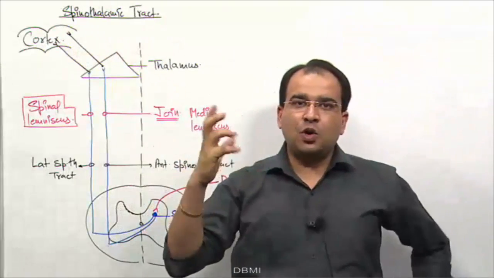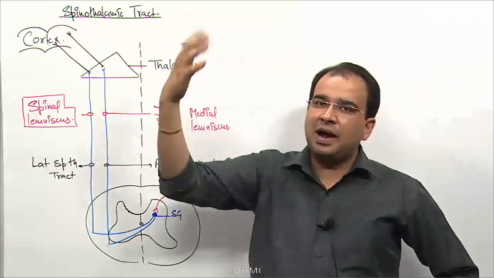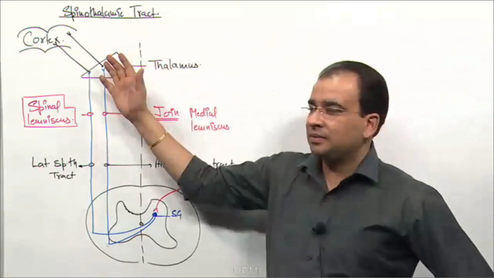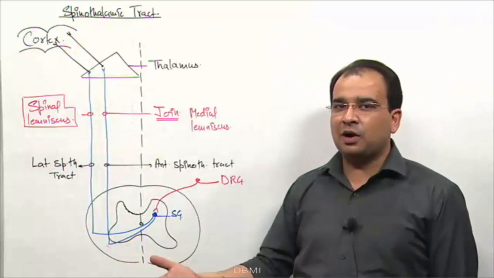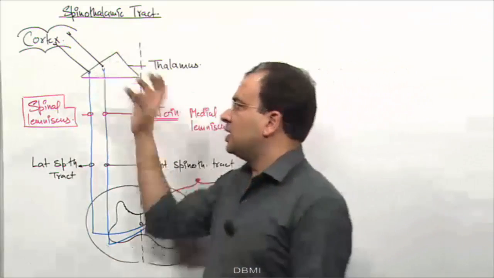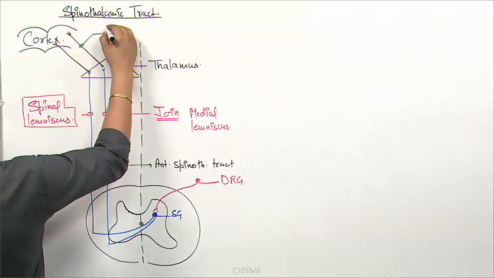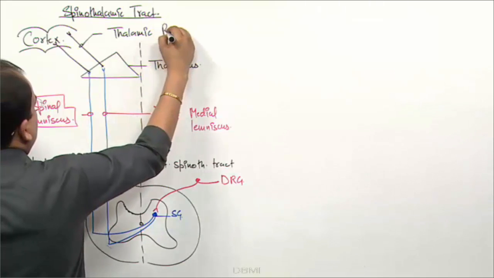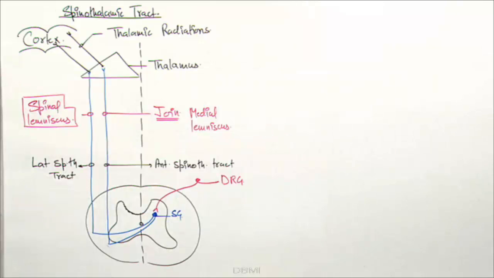Now the word corona radiata is a vague term, because when we say corona radiata, it means the ascending tract as well as the descending tract, and right now we are only talking about the ascending tract. So we simply call them thalamic radiations, which is definitely a part of corona radiata. Radiating to the cortex, thalamic radiations.